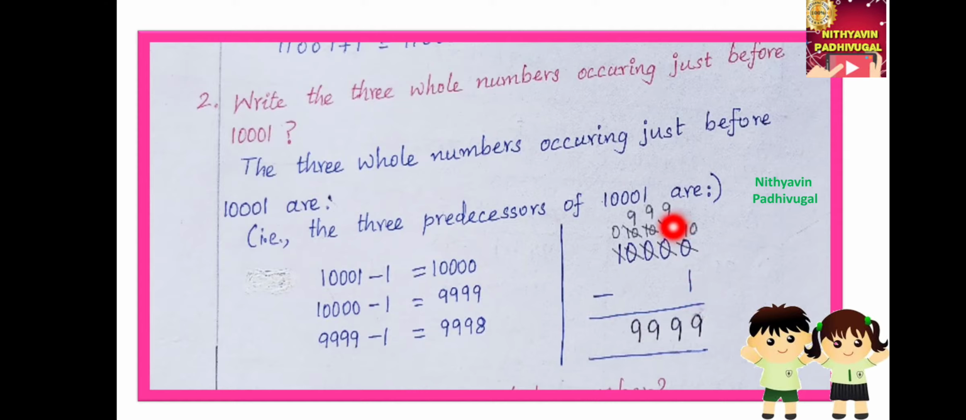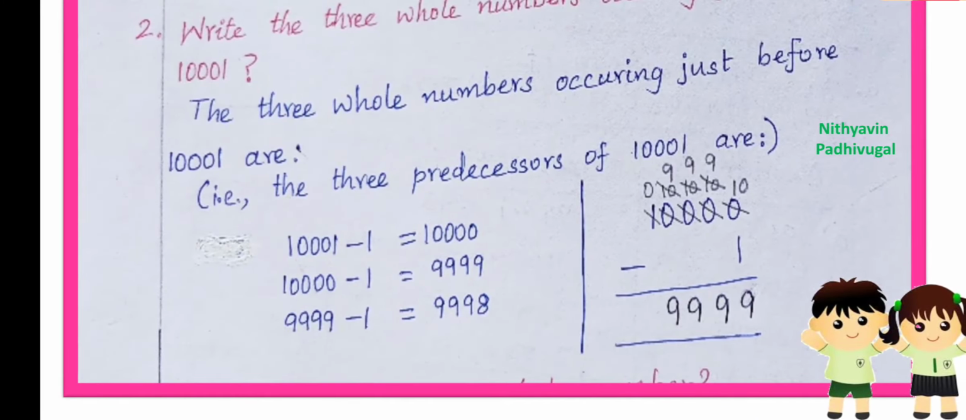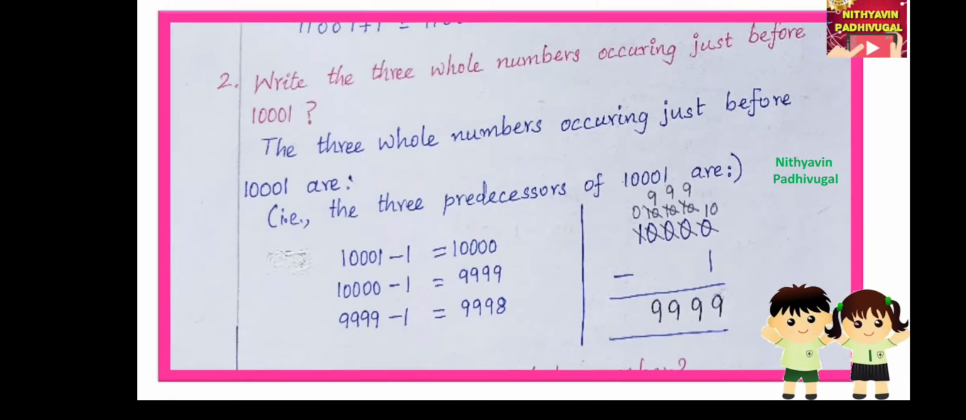Now 9 is in the tens place, 9 minus nothing is equal to 9. Again 9 in the hundreds place minus nothing is 9. 9 minus nothing is 9. So 9,999 is the second predecessor. Next, 9,999 minus 1 is equal to 9,998.